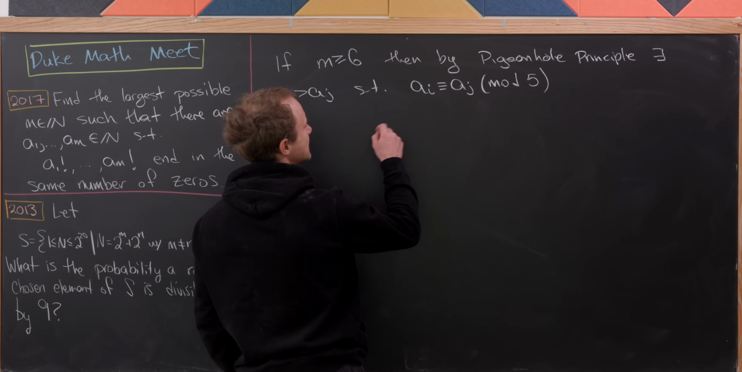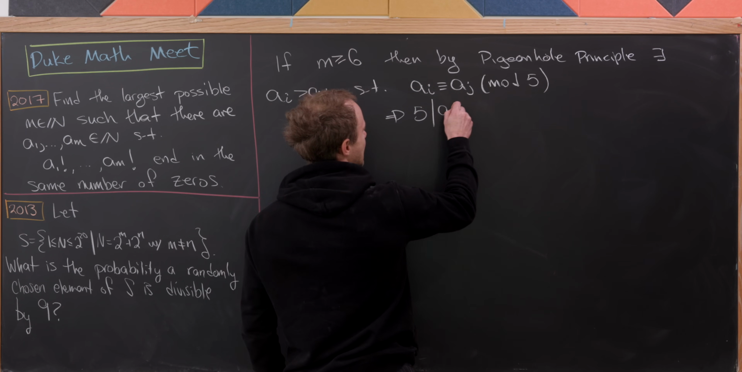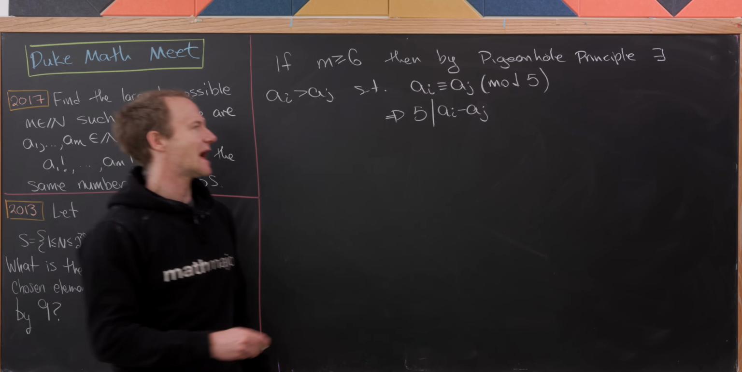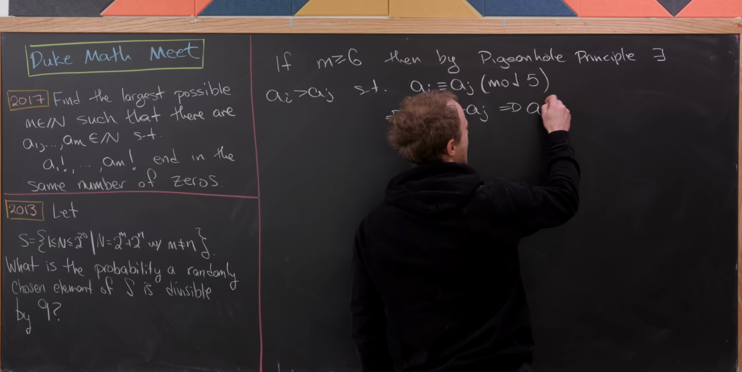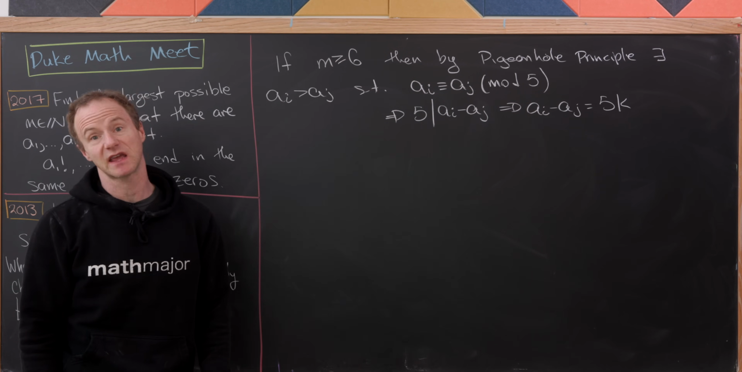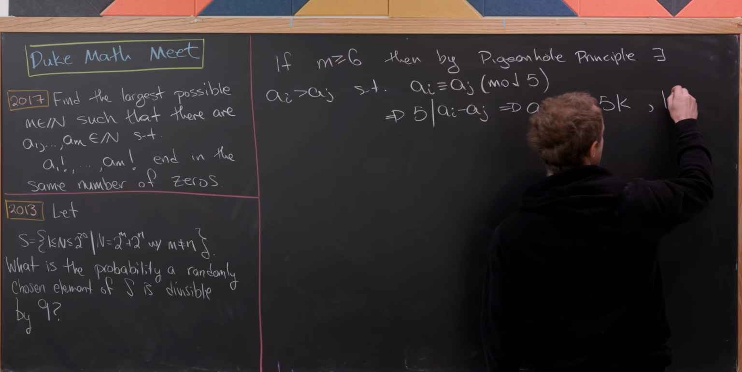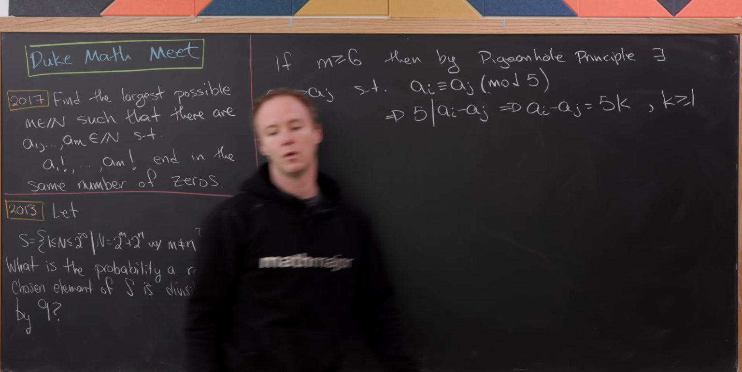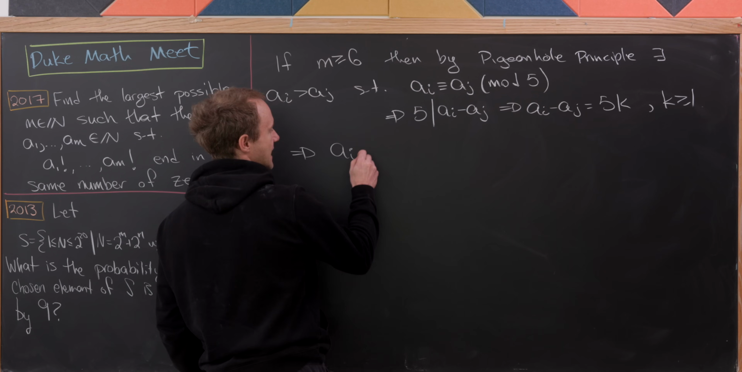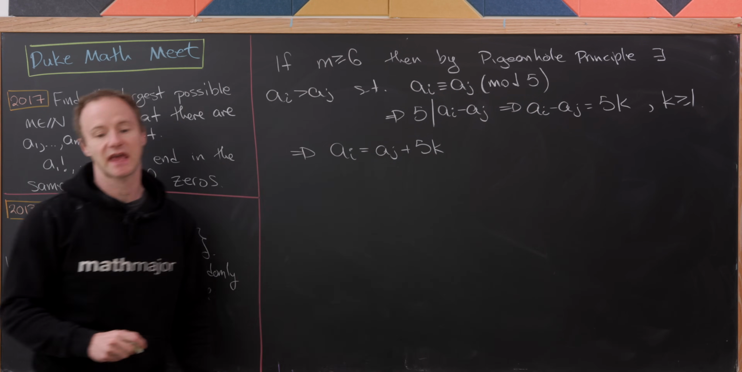But now, what does it mean for ai and aj to be congruent mod 5? That means that 5 divides ai minus aj. So ai minus aj is a multiple of 5, and we can write it as 5 times k. I'd like to observe that ai is strictly bigger than aj, so that means that k is in fact bigger than or equal to 1. That means that we can write ai as aj plus 5 times k.